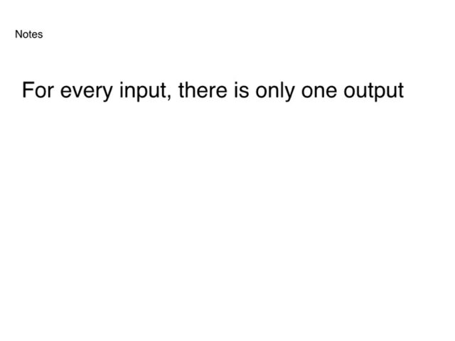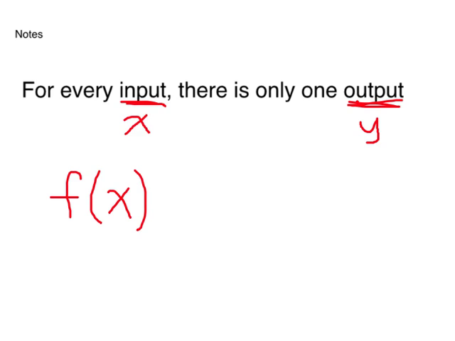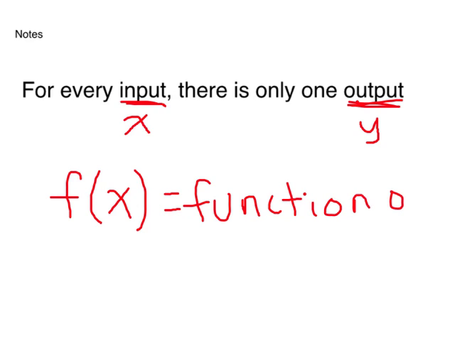When we think of the word input, this is the same as our x value. So this is our x. So for every x value, there's only one y value. Our notation for writing functions is f of x, and this means that we're having the function of x. And so it's the function of our input. We're taking that input x and we're doing something to it.